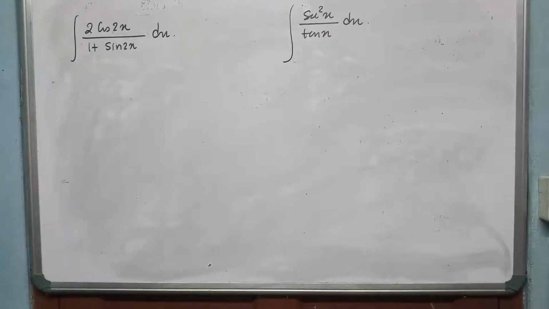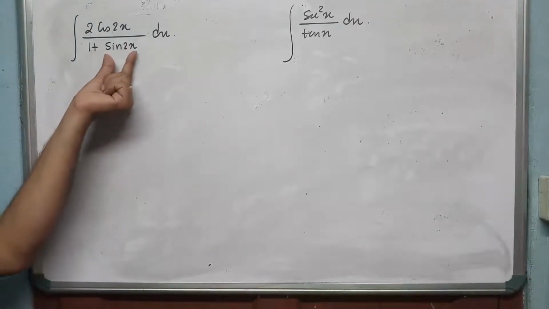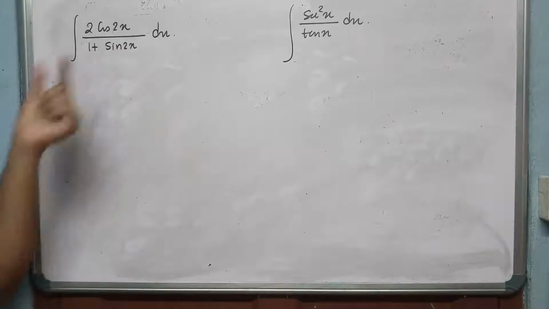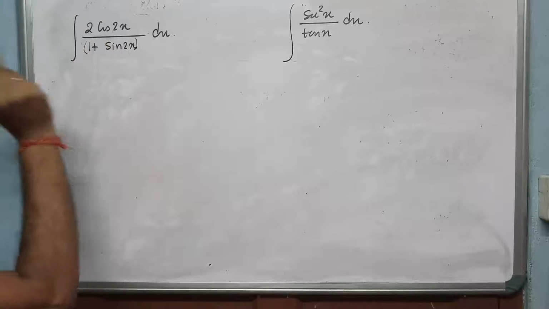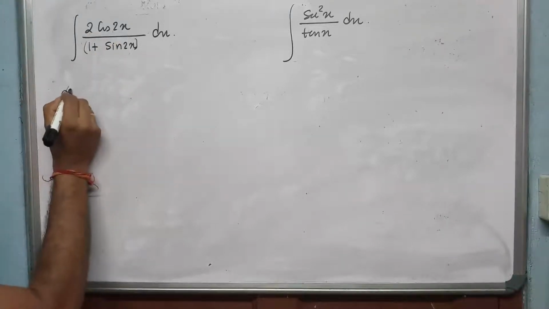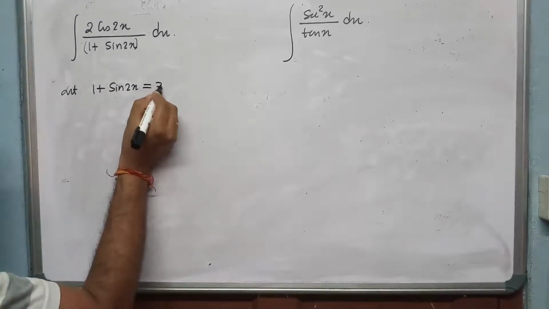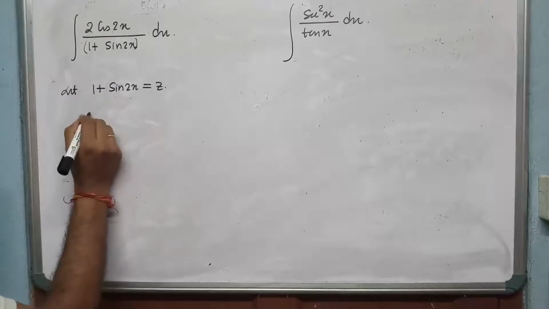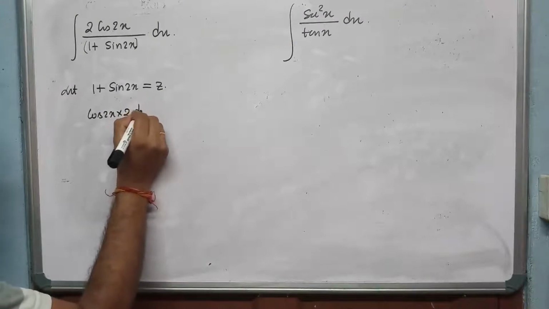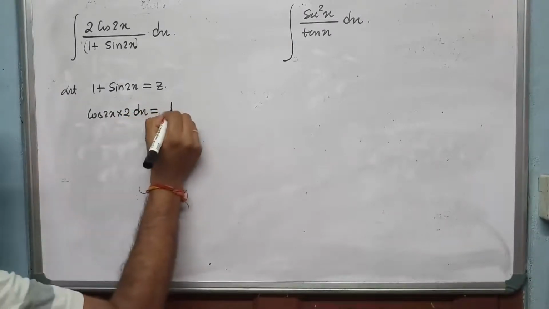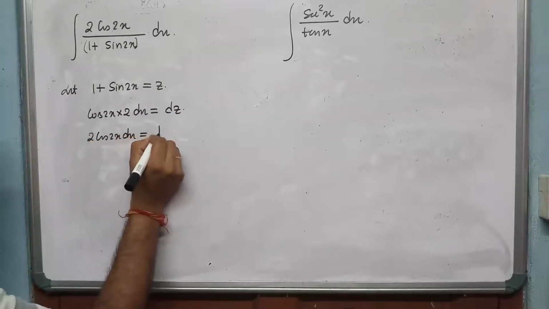Now the first question, integration of 2 cos 2x over 1 plus sin 2x. Now say, the derivative of sin 2x is cos 2x into 2. The derivative of the denominator is present in the numerator. So I'll consider this denominator equals to z. Let 1 plus sin 2x equals to z. Derivative of 1 is 0. Derivative of sin 2x is cos 2x into 2, the derivative of x we write dx, and the derivative of z is dz. So 2 cos 2x dx equals to dz.